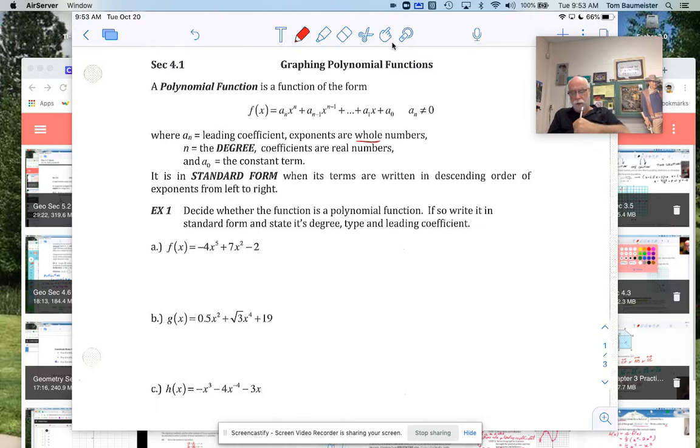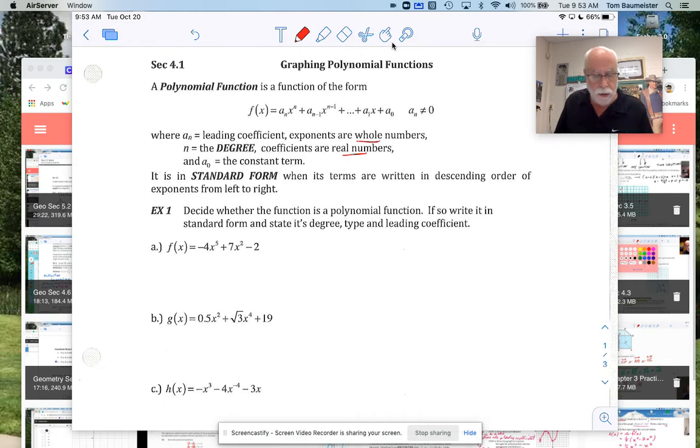Coefficients are real numbers. You have to remember the difference between whole numbers and real numbers. And a sub 0 is the constant term. It is in standard form when its terms are written in descending order of exponents from left to right.